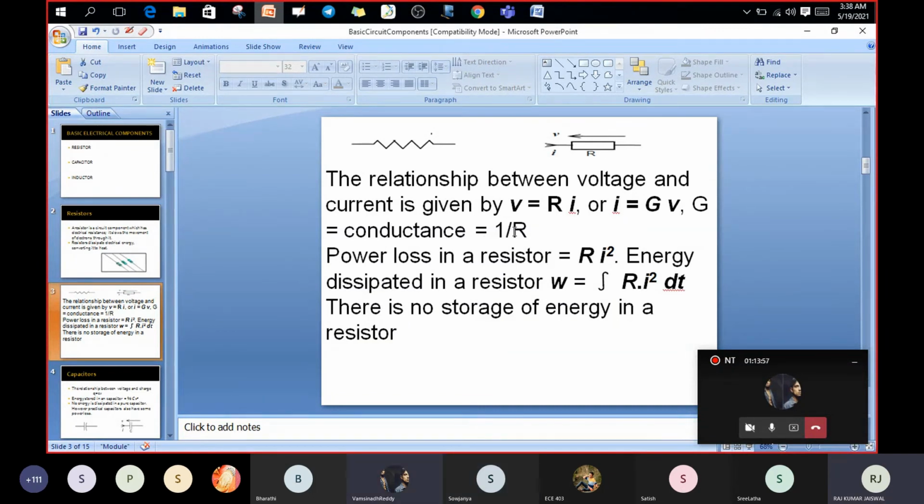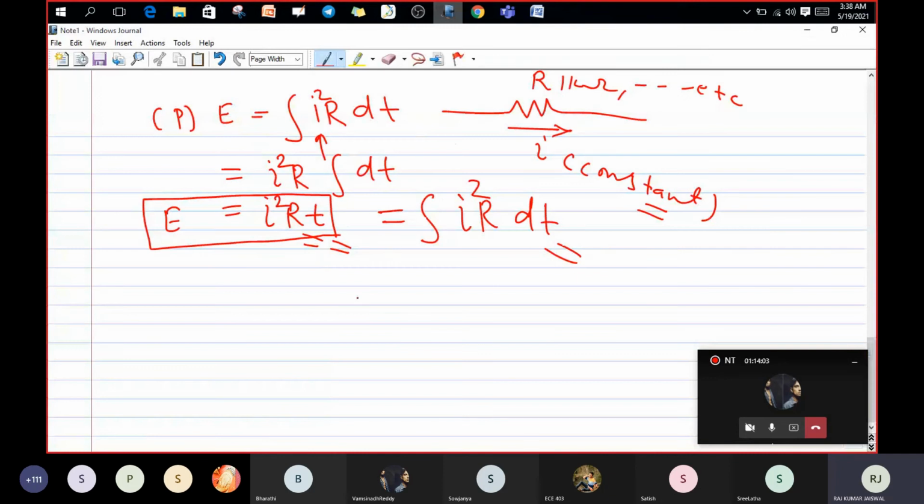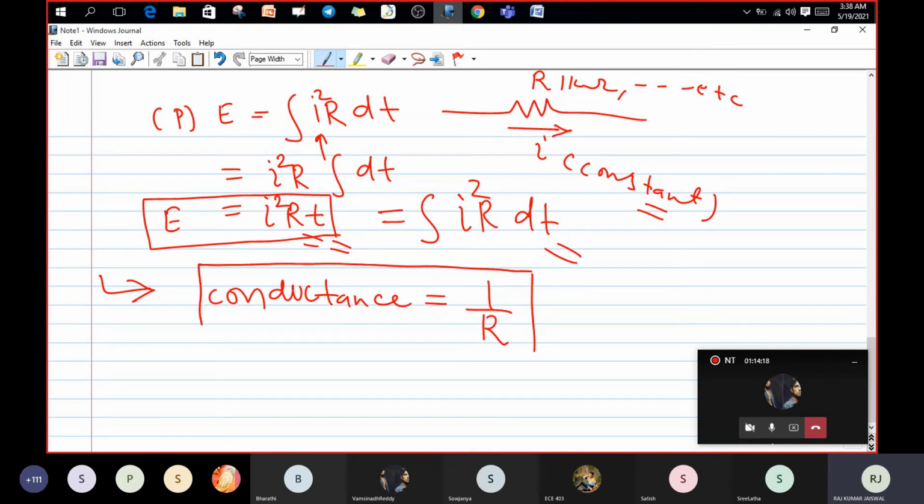V equals Ri, or you know, conductance is the inverse of the resistance. This one also you could write. Don't worry, whatever is on this slide, I will try to send you. Conductance is inversely proportional to resistance. Like we have written there, conductance is represented by G.